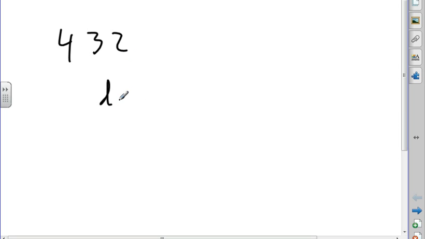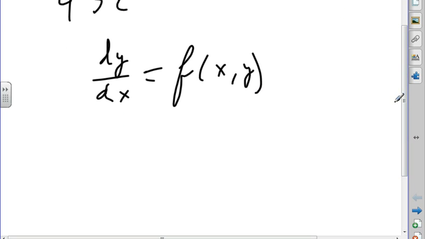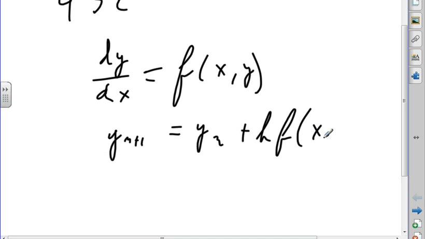we have some dy dx, some differential equation, and that's some function in x and y. So I've got some function in x and y, and I'm going to find the next value. y at n plus 1 is going to be yn plus some step. h is some step, so that might be 1/10 of the way or 1/4 of the way, or it might be a whole inch or something. So some step times the function at xn, yn.